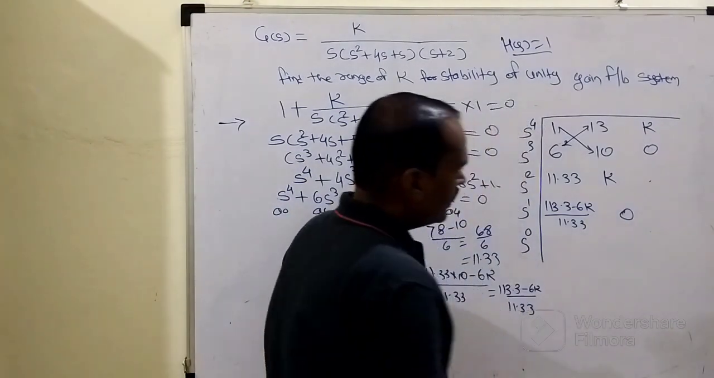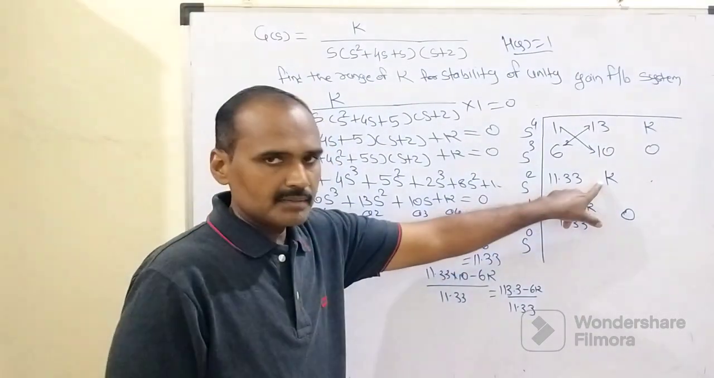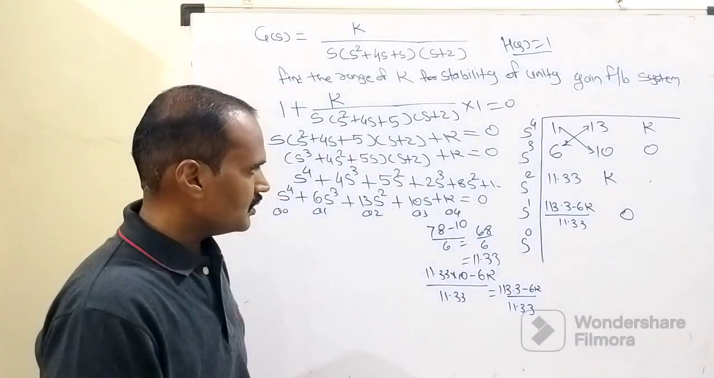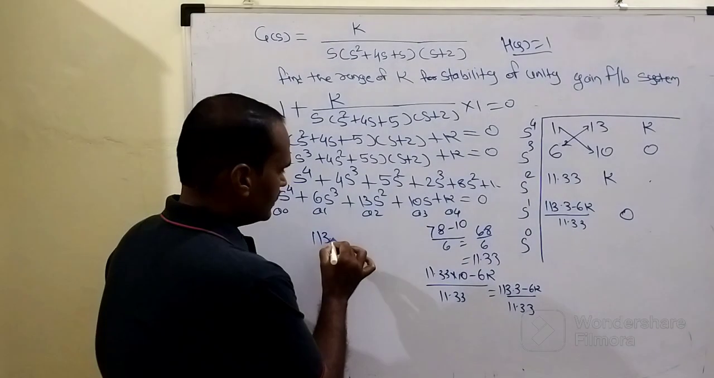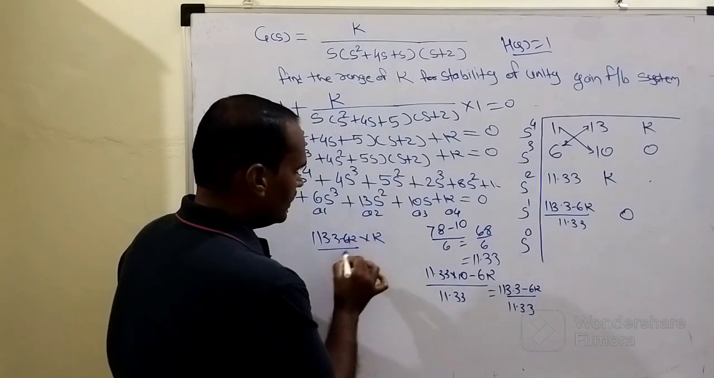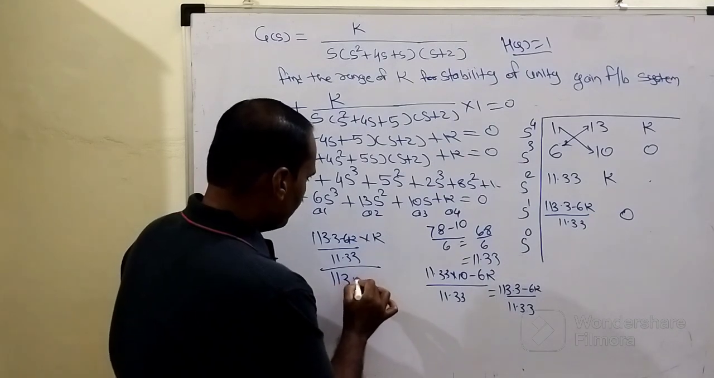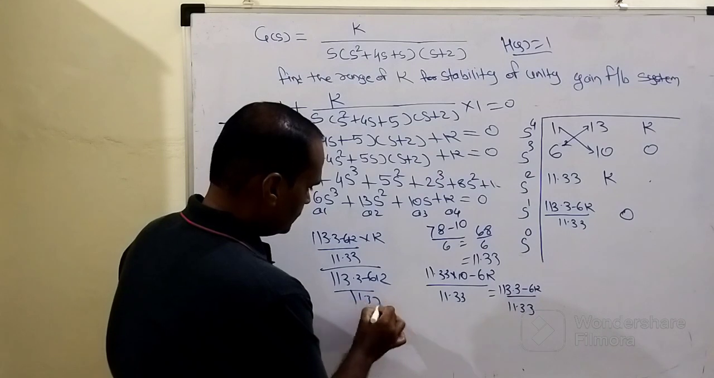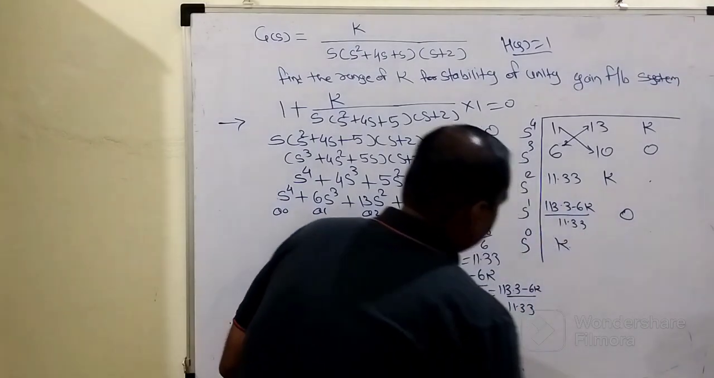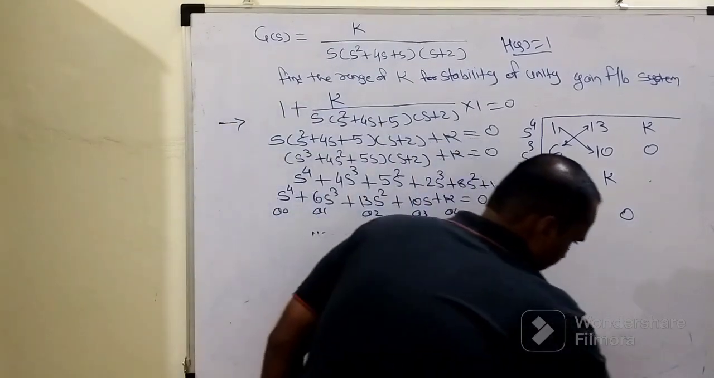Now the last element belongs to this S raised to 0 row. This whole term will get multiplied with this K, right? Minus 11.33 into 0 divided by this whole term. So again it will look like 113.3 minus 6K into K divided by 11.33, divided by the same term 113.3 minus 6K divided by 11.33. So these two terms will get cancelled. The remaining term is only K, right?